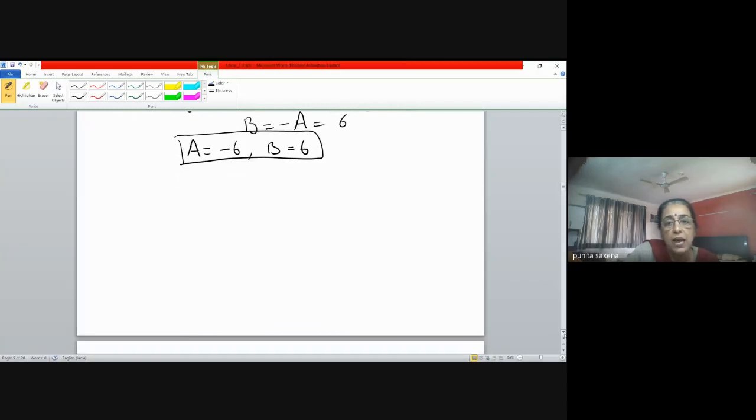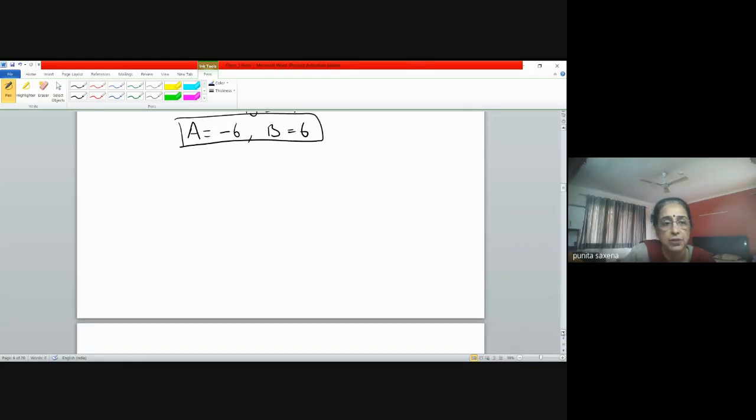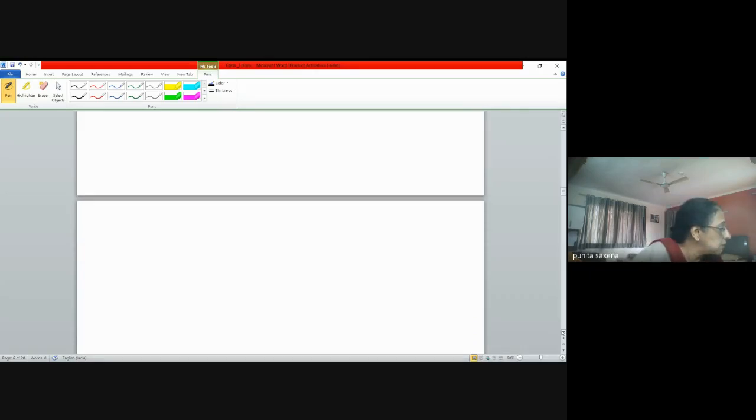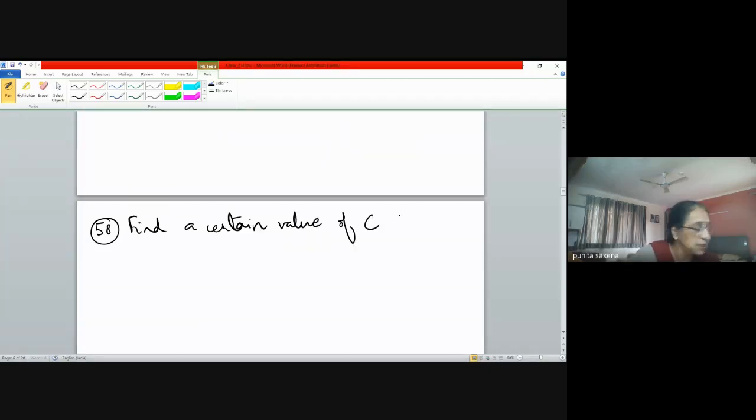Now, sometimes we have to use basic logic of exponents also. Like your question number, this is 58. Yes, this is an interesting problem and it's an important one also. It says, find a certain value of C. Now, in this also we will only use logic and L'Hopital's rule, nothing else. We have to find a certain value of constant C.